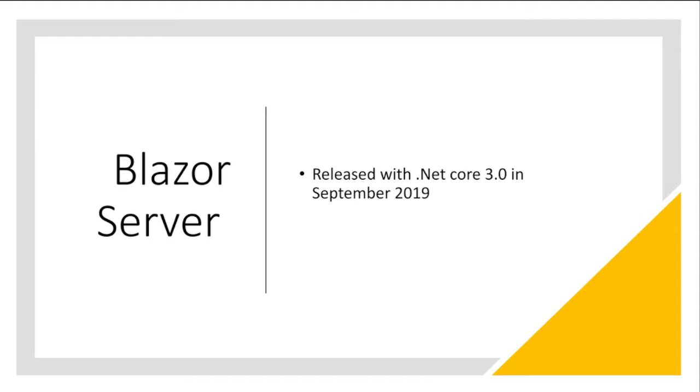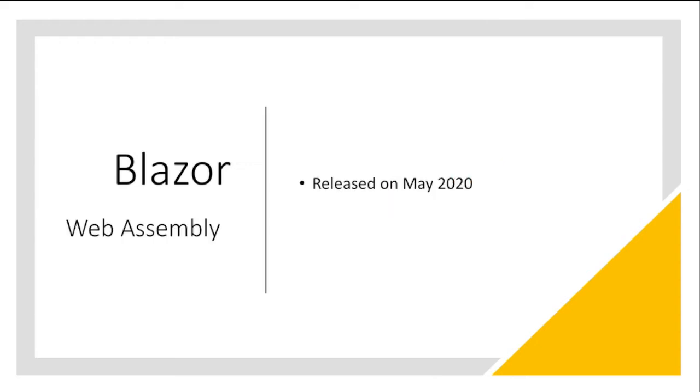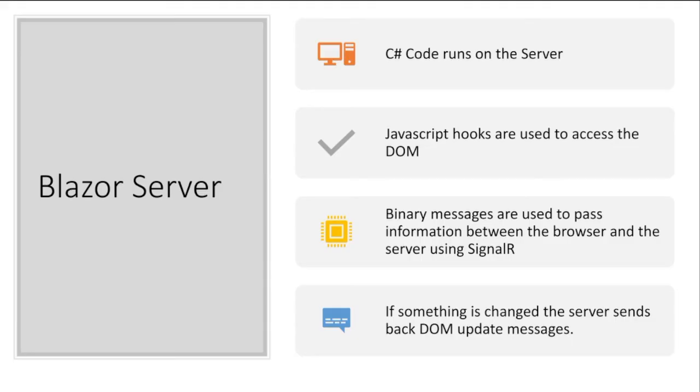Blazor Server was released in 2019 with .NET Core version 3.0, and Blazor WebAssembly was released recently, in May 2020. Coming to Blazor Server, how does it work and how do we run the applications? If I have a Blazor Server application, we need to use the C# language, and it runs on the server.